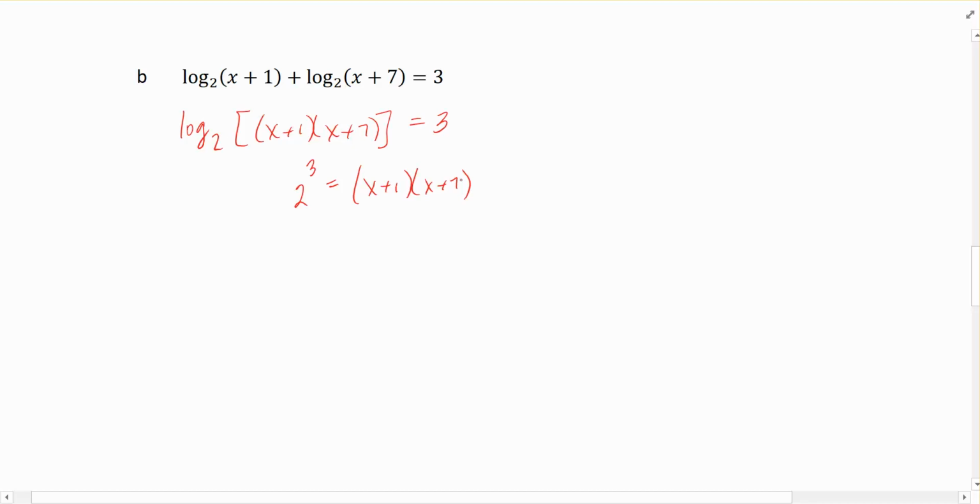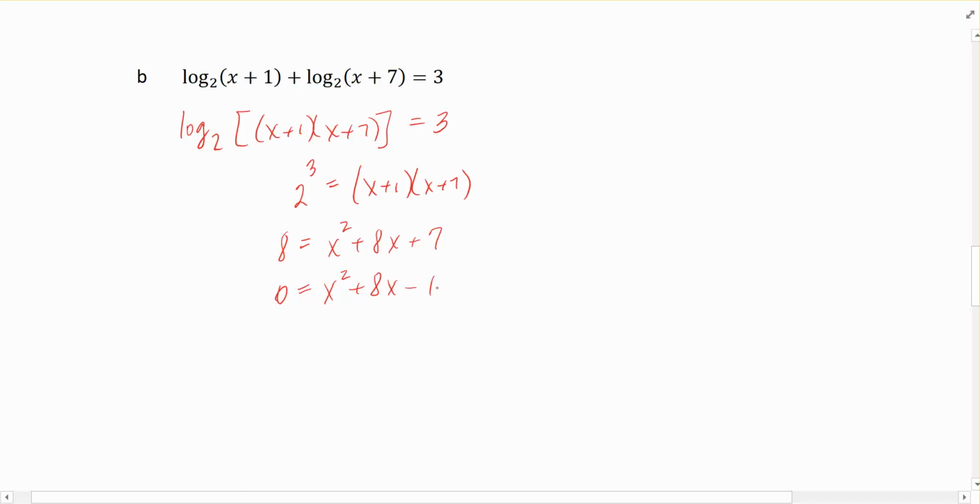So this is going to end up being 8 equals, and I'm going to expand the right-hand side, or FOIL it, so I get x squared plus 8x plus 7. And so I have a quadratic equation. To solve a quadratic equation, we want to make sure that we set the equation equal to 0 and solve. So I'm going to subtract 8 from the left-hand side, and I get 0 is equal to x squared plus 8x minus 1.